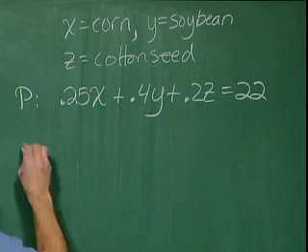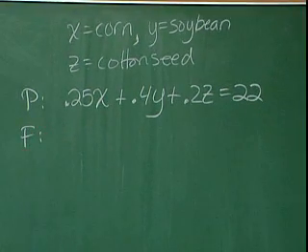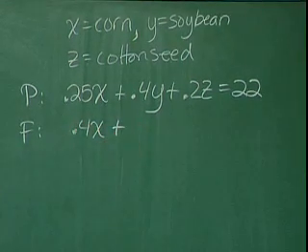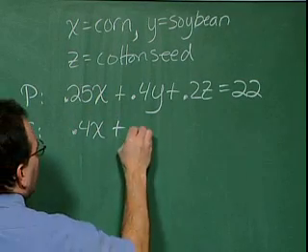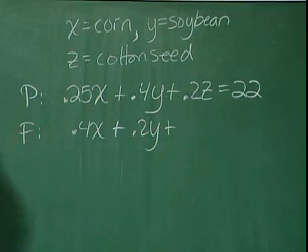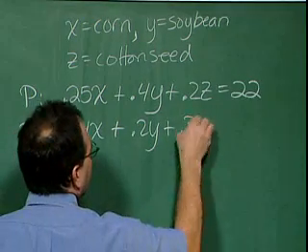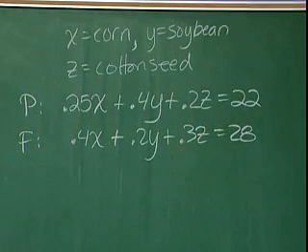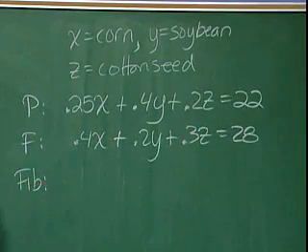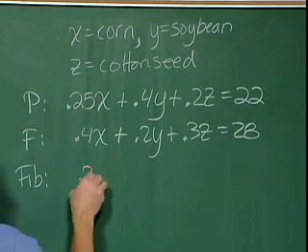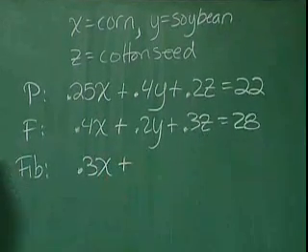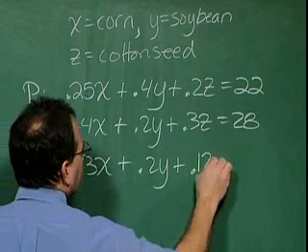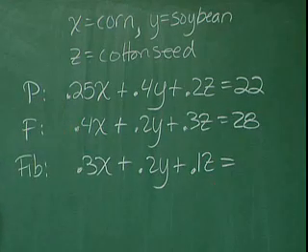Next, let's do fat. For the fat, we would have 0.4x plus 0.2y plus 0.3z, and that equals 28. And then for fiber, we would have 0.3x plus 0.2y plus 0.1z, and that has to total 18.